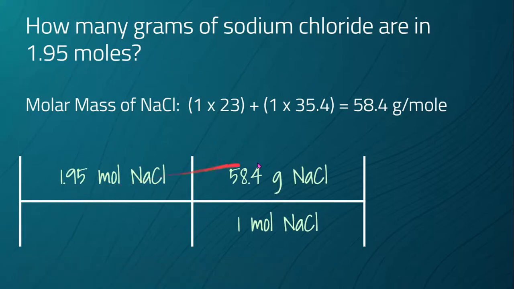1.95 times 58.4 divided by 1 would get me an answer of 113.88 grams of NaCl.